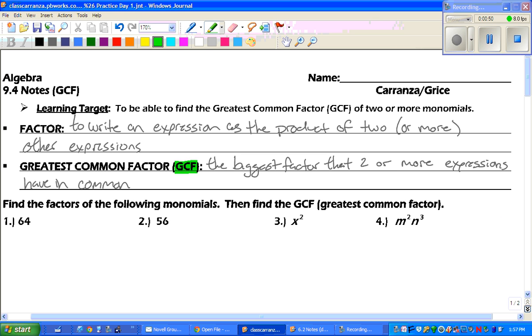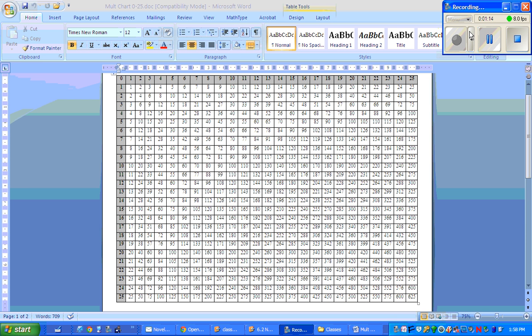Okay, so the first thing we need to do is find the factors of the following monomials, then find the greatest common factor. So how do you do that? Well, you could use a calculator, or you could use a multiplication chart. If you have a multiplication chart, take it out right now. Here's my multiplication chart. If you need an extra copy, come ask Ms. Carranza or myself. We've got extras.